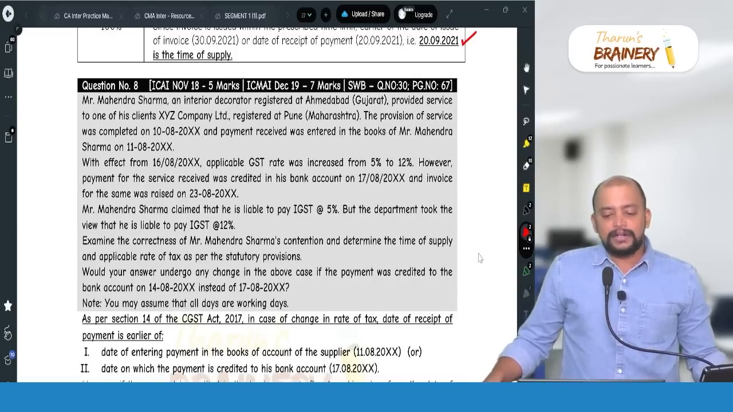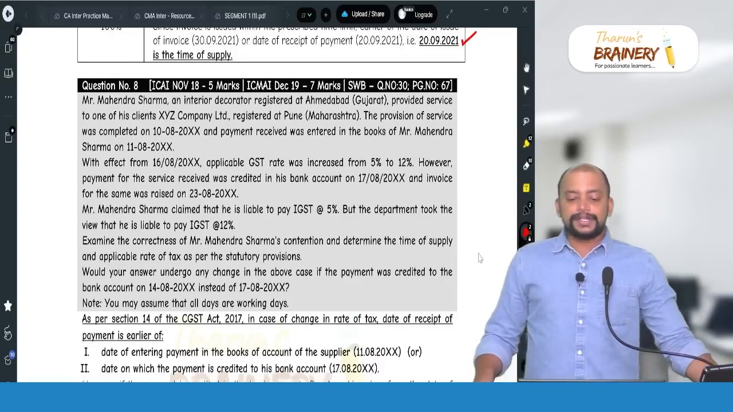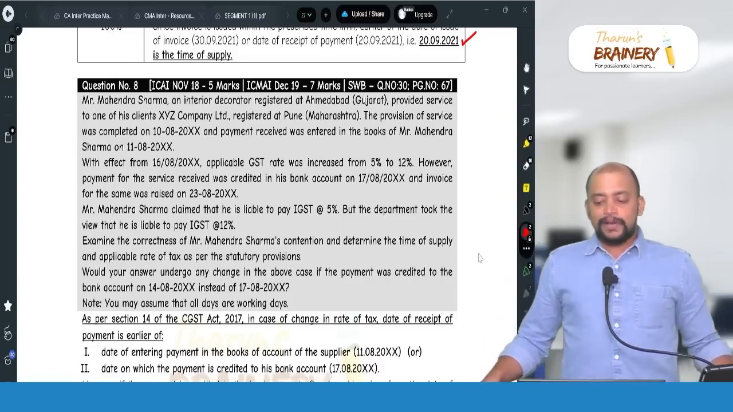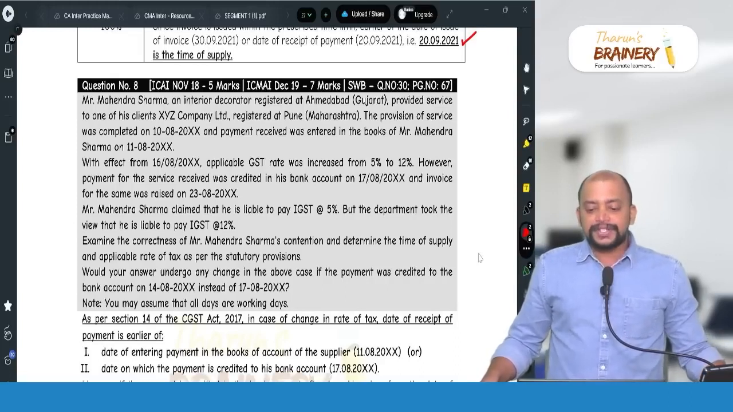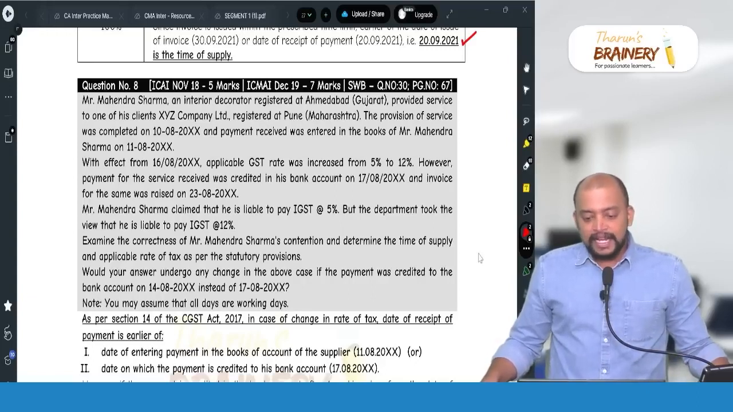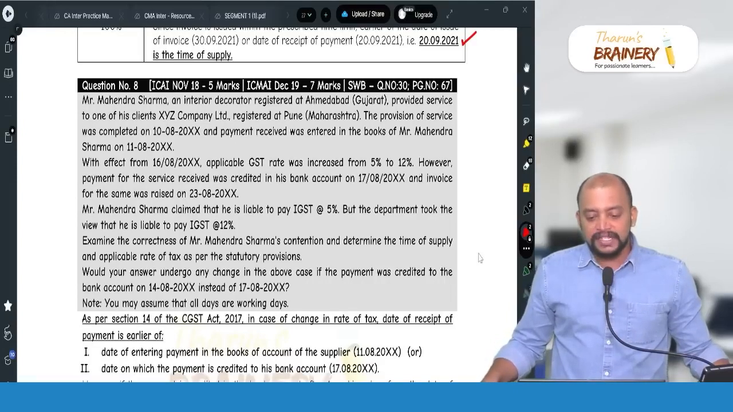Mr. Mahendra Sharma, an interior decorator registered at Ahmedabad, Gujarat, provided service to one of his clients, XYZ Company Limited, registered at Pune, Maharashtra. The provision of service was completed on 10-8 and the payment received was entered in the books of Mr. Mahendra Sharma on 11-8. With effect from 16-8, applicable GST rate was increased from 5% to 12%. However, payment for the service received was credited in his bank account on 17-8. And the invoice for the same was raised on 23-8.